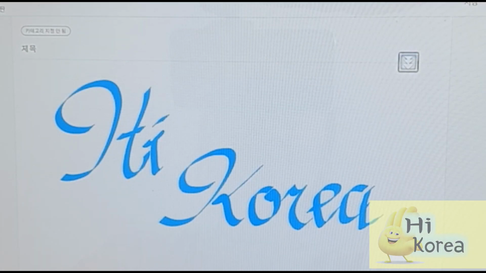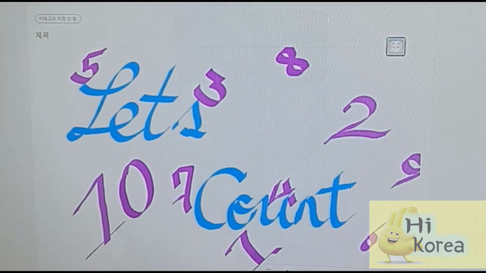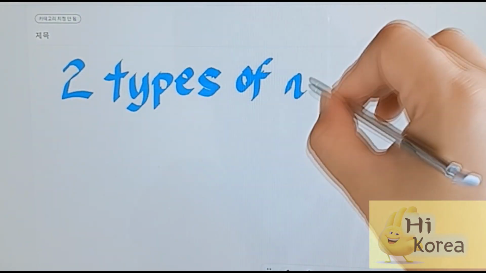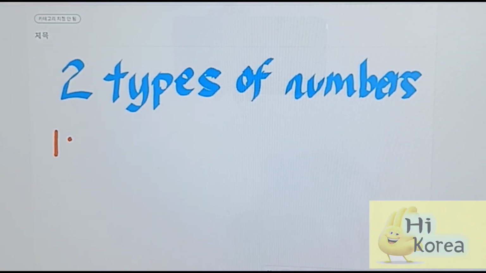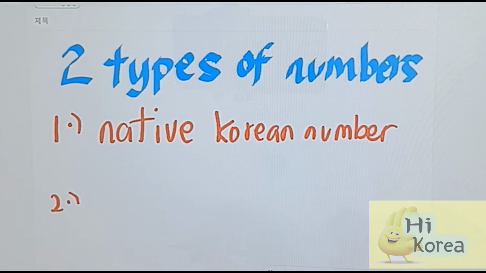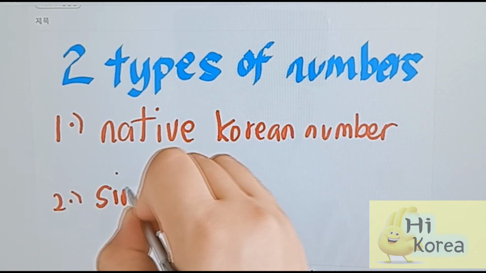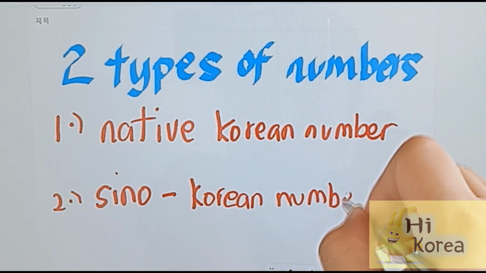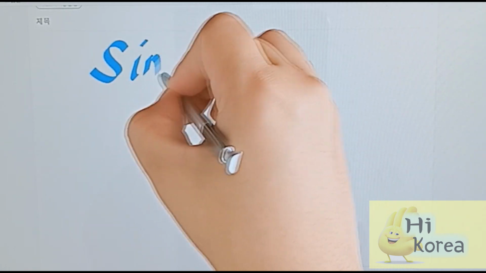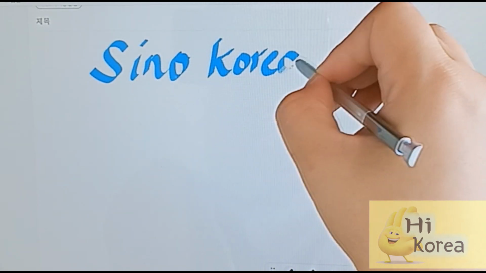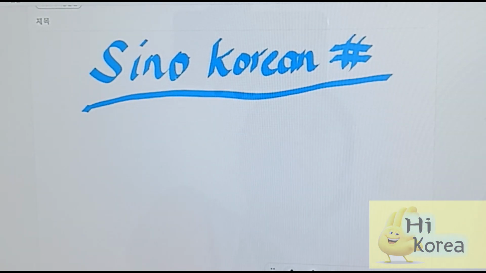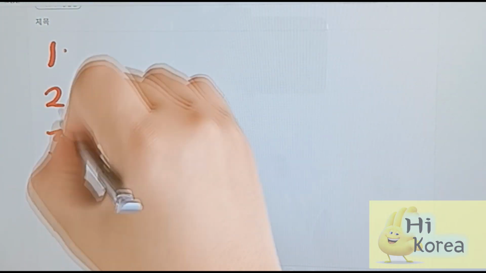Okay, today we will learn about Korean numbers. In Korean there are two types of numbers. The first is native Korean numbers, and the second one is sino Korean numbers. But today we will learn first the sino Korean numbers. Okay, let's learn from 1 to 10.